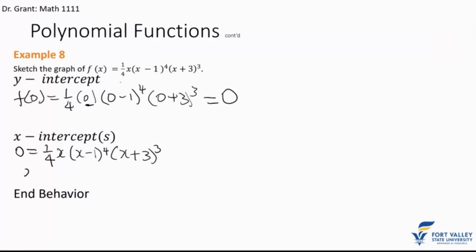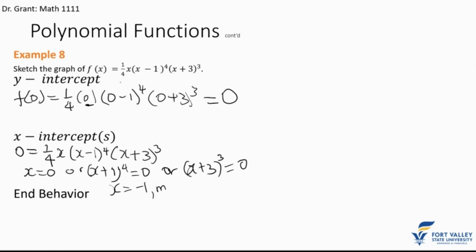So this means x equals 0, or x plus 1 to the 4th power equals 0, or x plus 3 cubed equals 0. So here, x equals negative 1 has a multiplicity of 4, and x equals negative 3 has a multiplicity of 3.